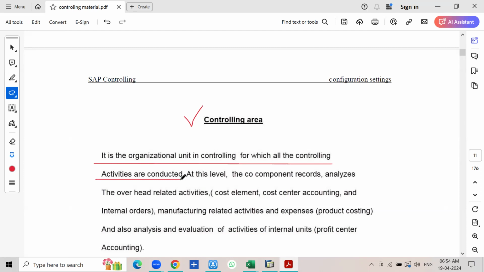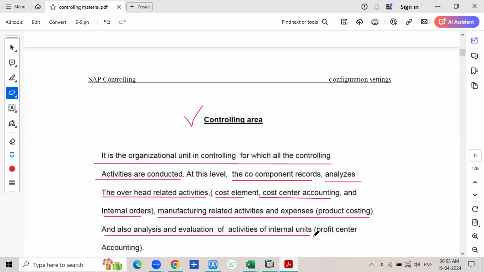We have processed all these business transactions with reference to company code, right? So in controlling also, we perform all the controlling activities with reference to controlling area. At the controlling area level, the CO component records and analyzes the overhead related activities in cost element, cost center accounting, and internal orders. Then manufacturing related activities and expenses, product costing, and also analysis and evaluation of activities of the internal units, profit center accounting. It's a very wide definition, right?